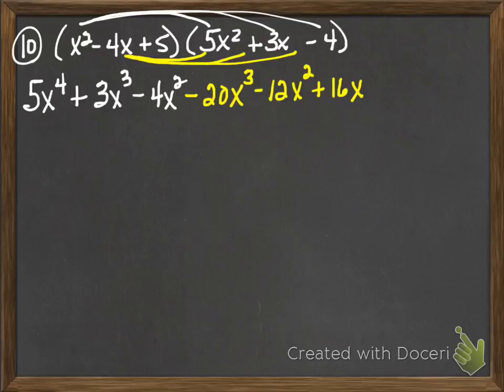Alright. Now finally you get to distribute the positive 5. I'll change to green for that. So positive 5 times 5x squared is positive 25x squared. Positive 5 times positive 3x is positive 15x. And positive 5 times negative 4 finally is negative 20.